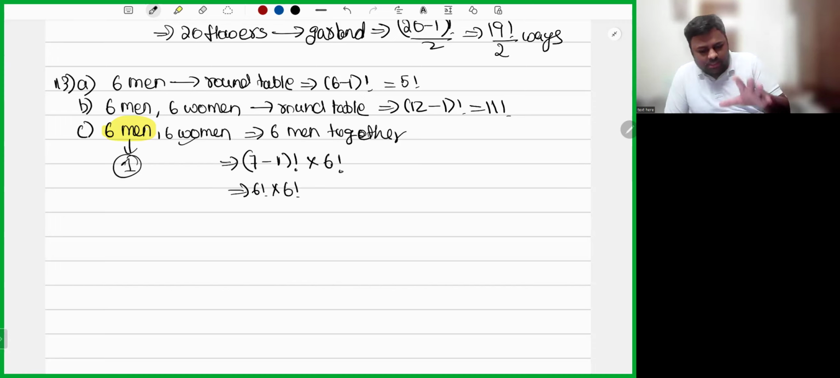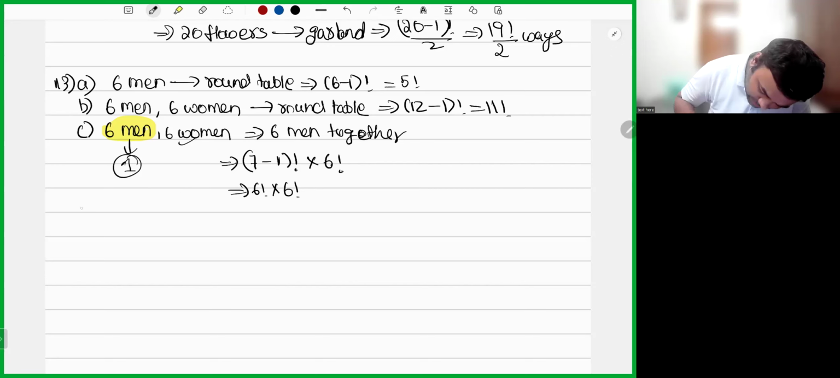Okay. First, he's telling 6 men are together. Join the 6 men into 1 unit. So total 7 things can be arranged in a round table in 7 minus 1 factorial ways. The 6 men interchange among themselves in 6 factorial. Next, point number D.